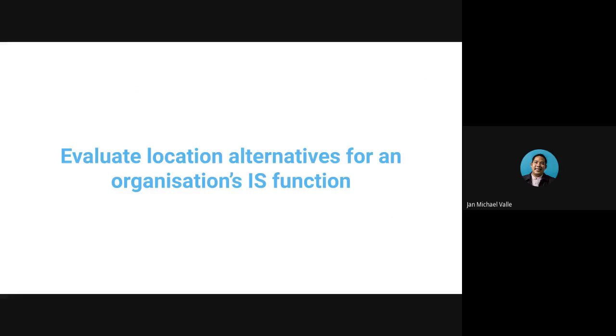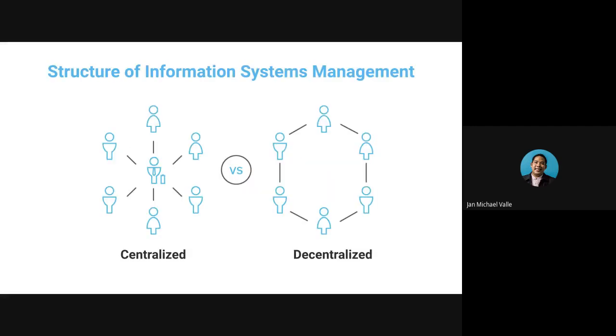So yeah, we went down to the first learning objective, and then next we can go to evaluating the location alternatives for an organization's information systems function. So to give a brief background, what this basically is, we want to structure how our information systems management would work. When I saw this, it reminded me of also how organizations are structured. I think they're initially in the same scope, wherein we have a centralized one and then a decentralized one.